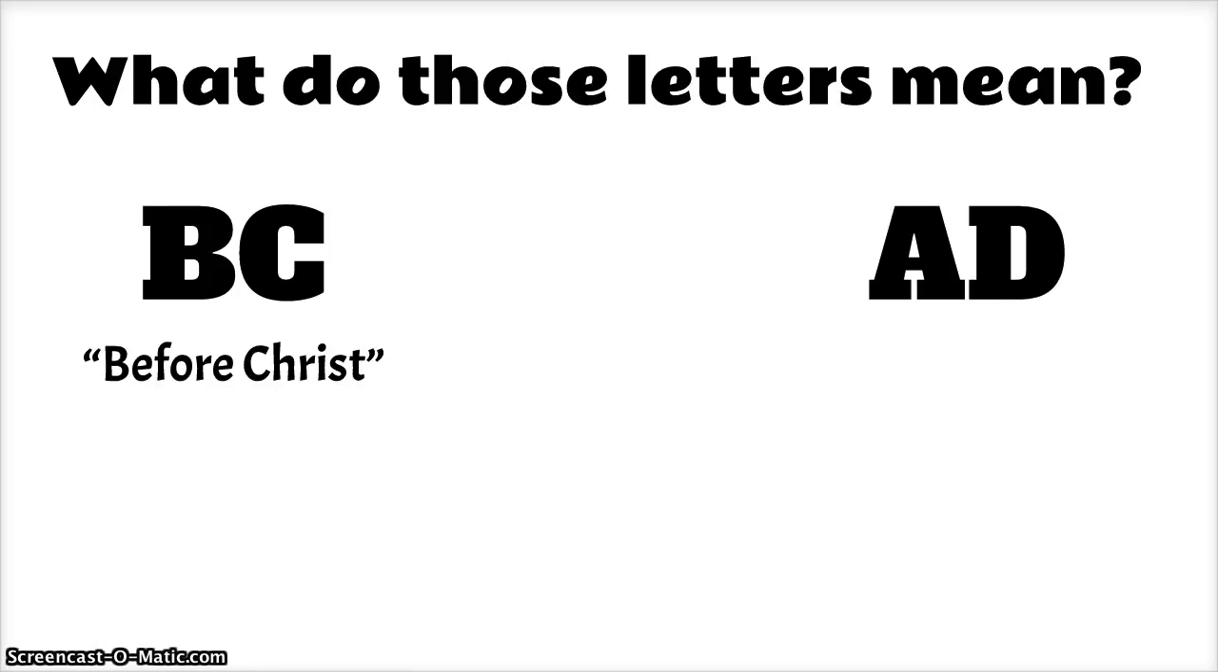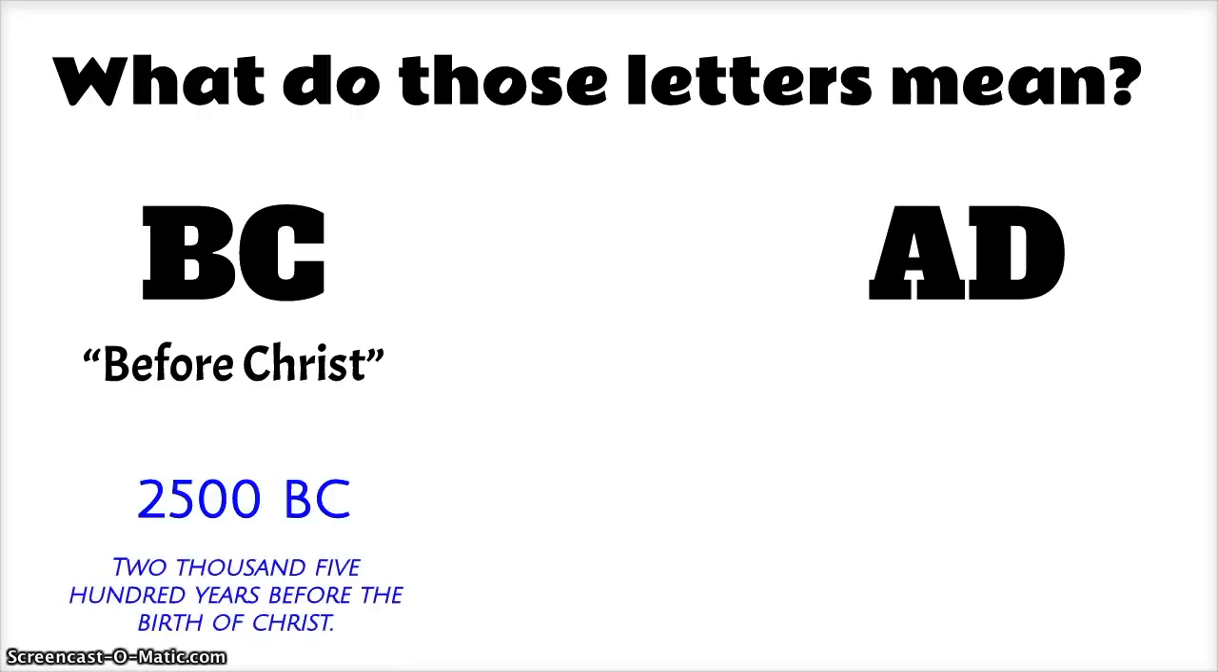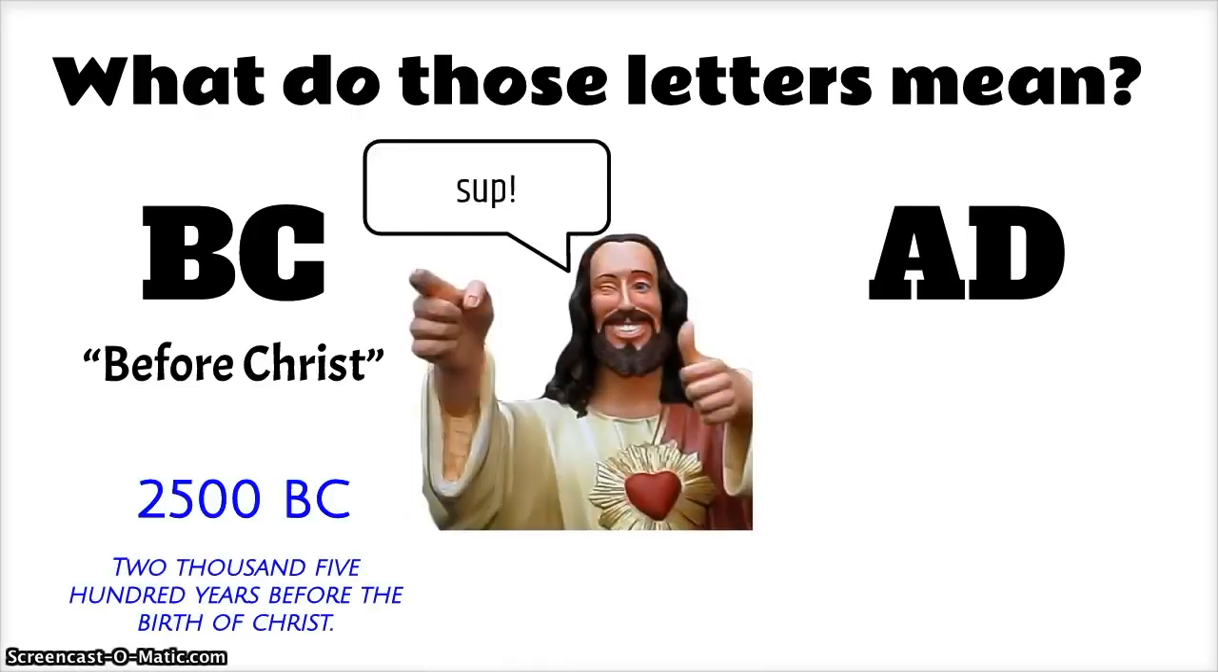BC stands for before Christ. The term BC denotes before the start of the era. For example, when you read 2500 BC out loud, it sounds like this: 2,500 years before the birth of Christ. Naturally, it counts down to the birth of Christ.